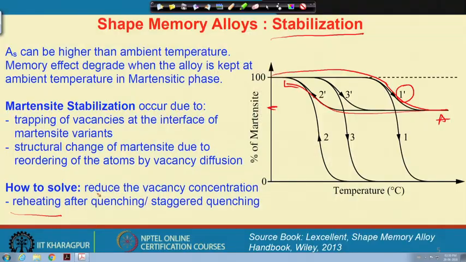Now, how to solve it? Yes, there is a solution. We simply reduce the vacancy concentration in the material. How to reduce it? We simply reheat after quenching, or let us say do staggered quenching, and in such a case all the vacancies go away from the material and we can achieve a higher percentage of shape recovery.